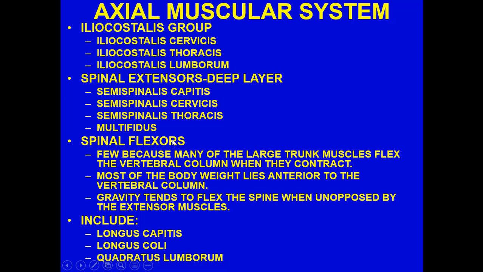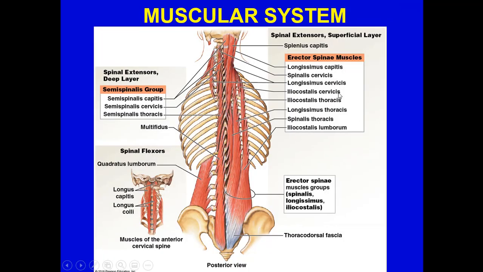Now remember, flexion is to bend, extension is sort of like to increase the angle, or in a way, straighten up. The spinal flexors are few because many of the large trunk muscles flex the vertebral column when they contract. Most of the body weight lies anterior to the vertebral column. Also, gravity tends to flex the spine when unopposed by the extensor muscles. So these will include the longus capitis, the longus colli, and the quadratus lumborum. So let's take these groups first, going by the superficial layer.